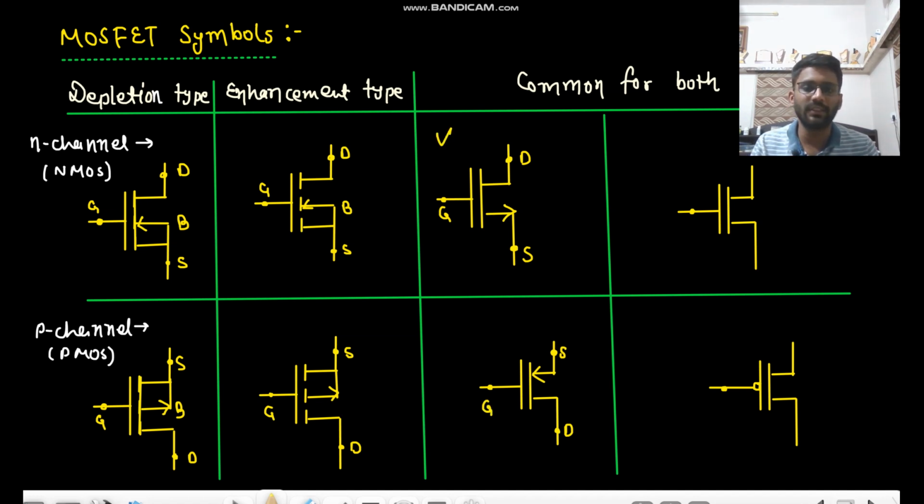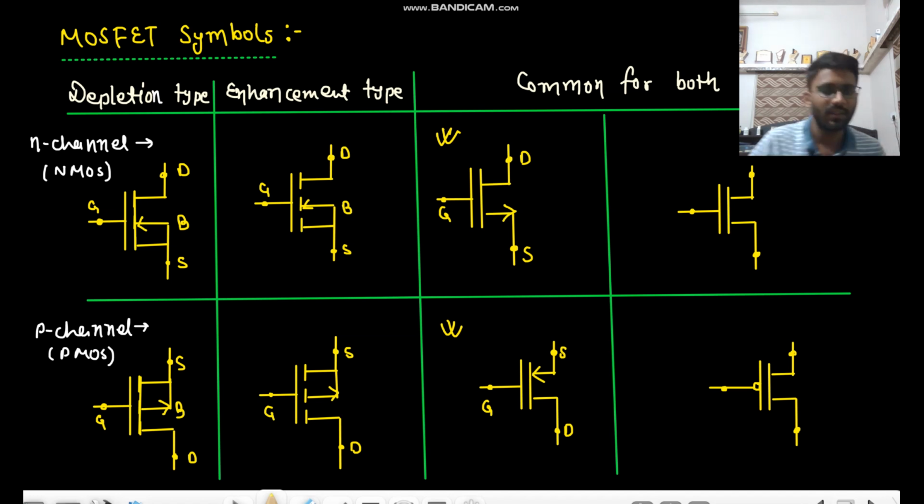Okay, so these two are the commonly used. This is also commonly used, but in digital circuits. So now how will you tell which is drain, which is source? Many people say that the upper one is drain, lower one is source, or upper one is source, lower one is drain. That's not how you analyze it.